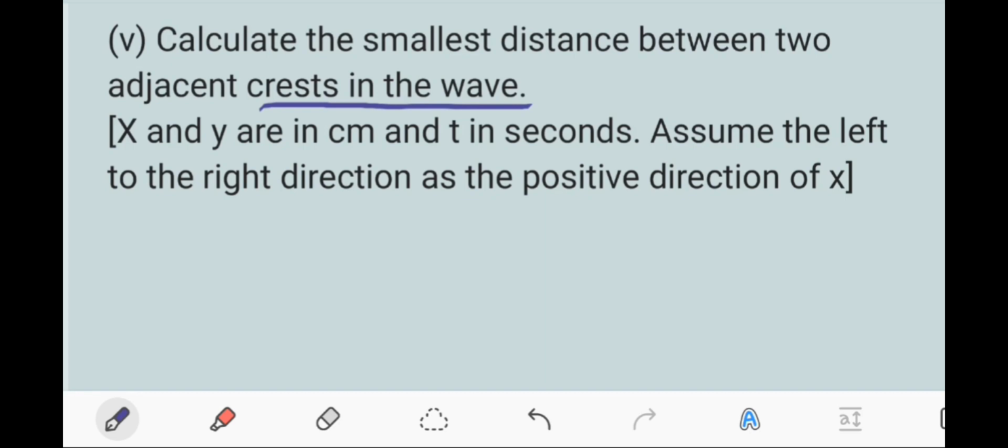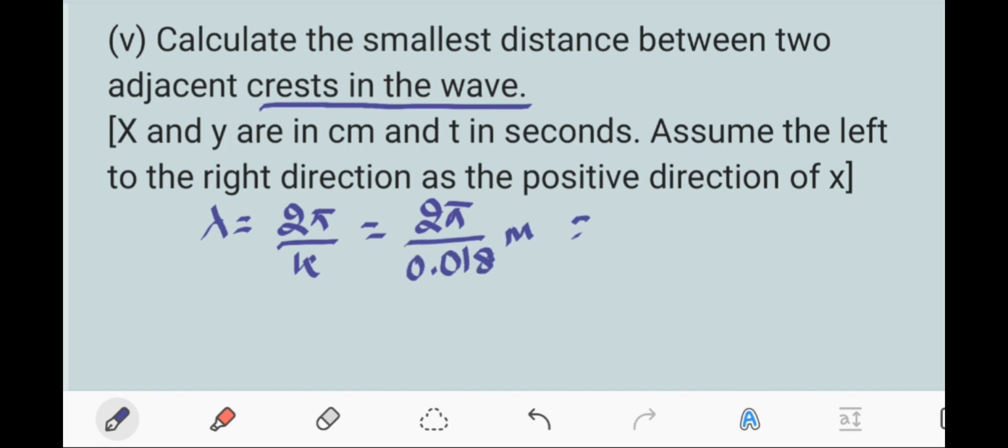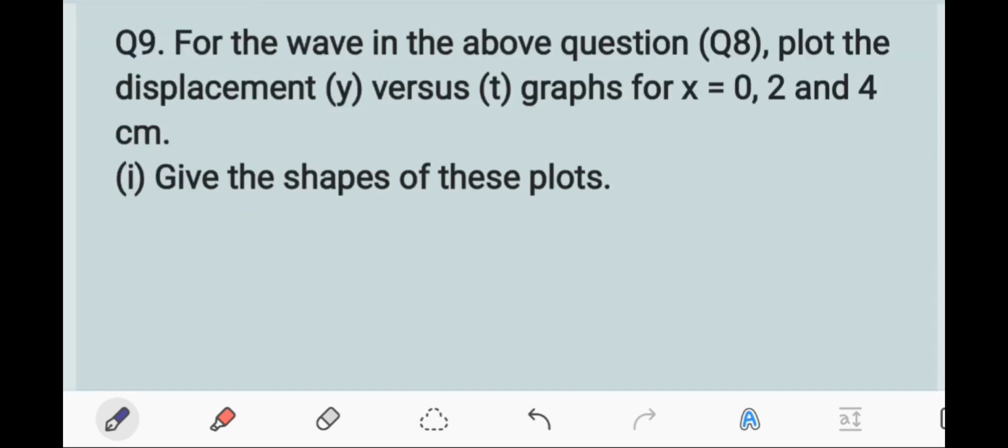Now calculate the smallest distance between two adjacent crests in the wave. Smallest distance, that is we need to find the wavelength. So wavelength is equal to, we know the formula, that is 2 pi upon k. So 2 pi upon k, where k value is 0.018 per meter. When we solve it, we get somewhere around 249 centimeters. So this is the way how we solve these kind of questions. Now let's move to the next question.